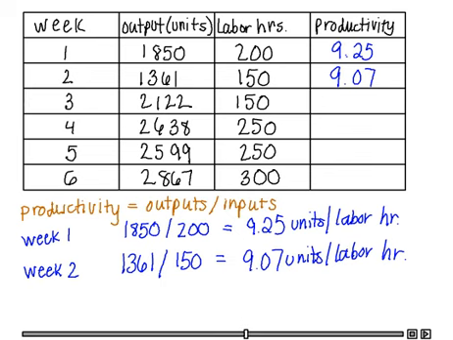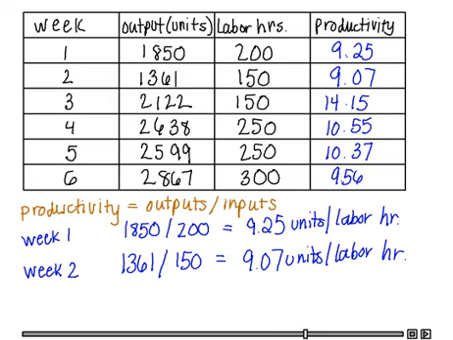So if we do these calculations for each of the other weeks, 3, 4, 5, and 6, we'll come up with productivity numbers as follows. For week 3, we should come up with 14.15. Week 4, 10.55. Week 5 is 10.37. And then week 6, we have 9.56.